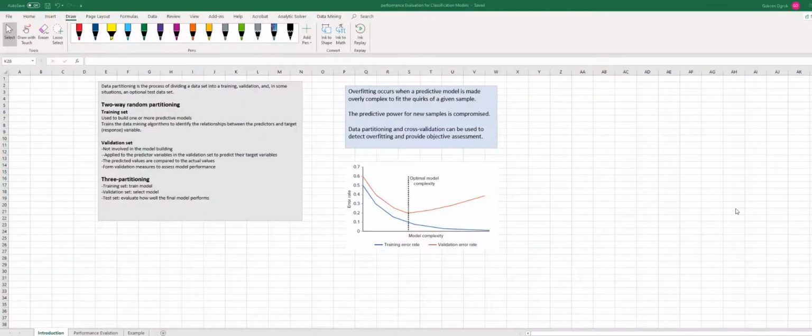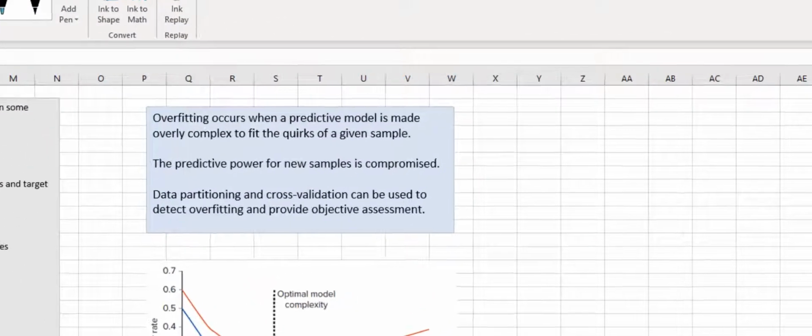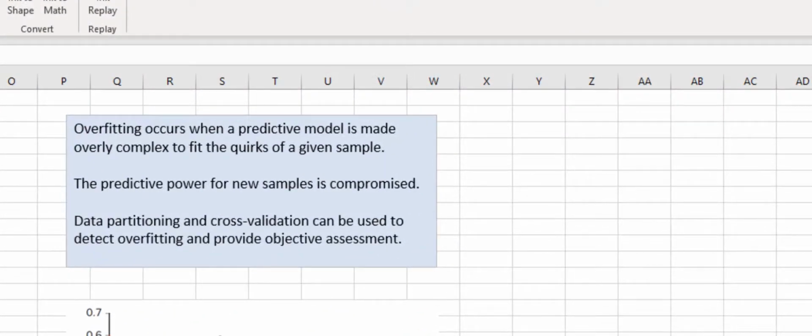Hello everyone. In this video I'm going to talk about performance evaluations for classification models. If you recall from the previous videos, we talked about the problem of overfitting. Overfitting occurs when a model corresponds too closely to a set of data but fails to predict future observations reliably. In other words, an overfit model accounts for the noise in a particular set of data rather than the underlying patterns that can be generalized to future observations.